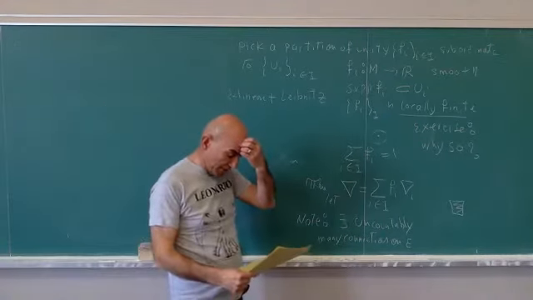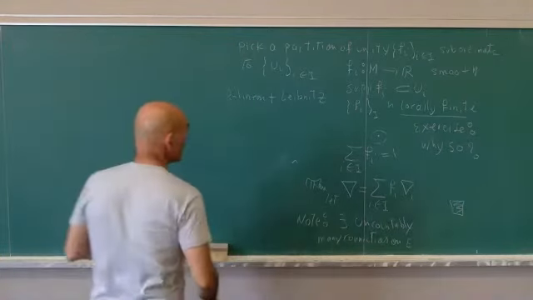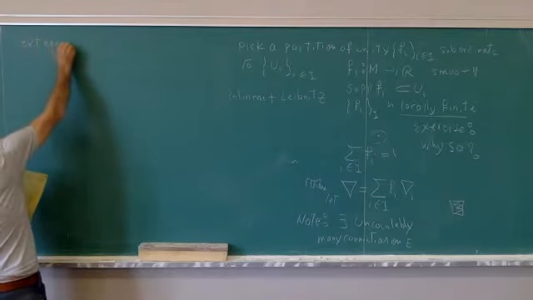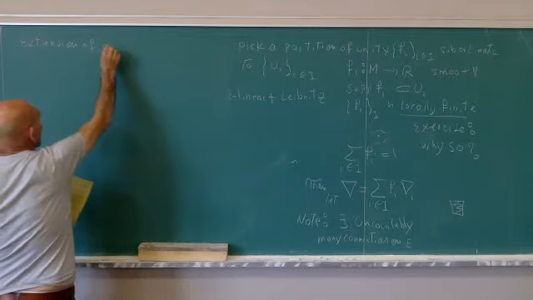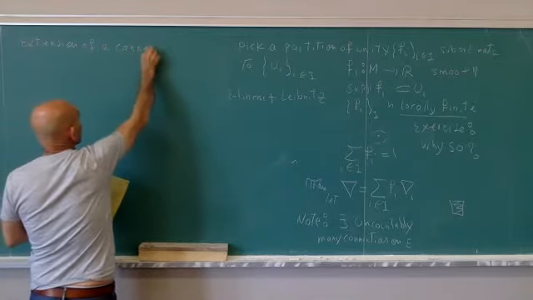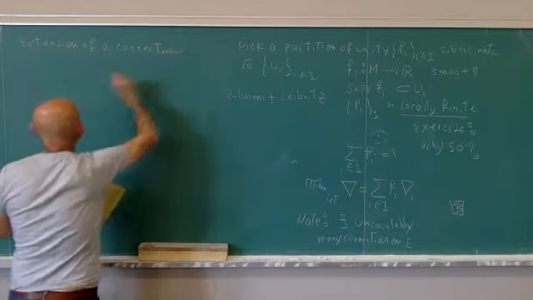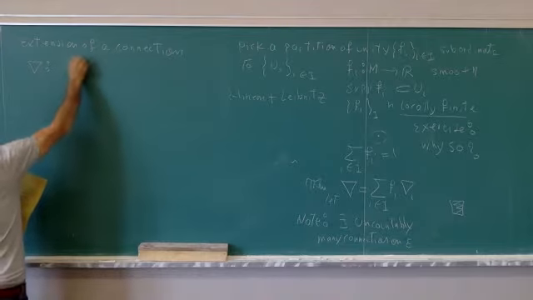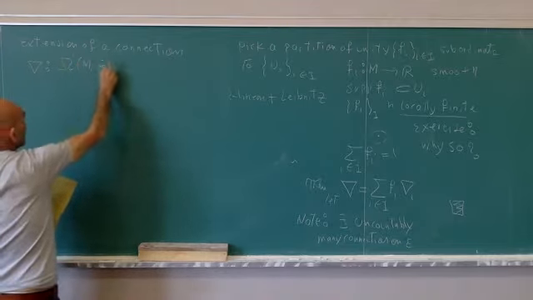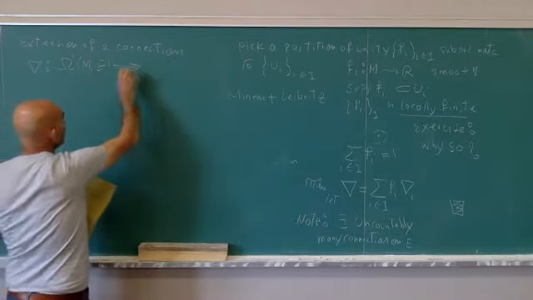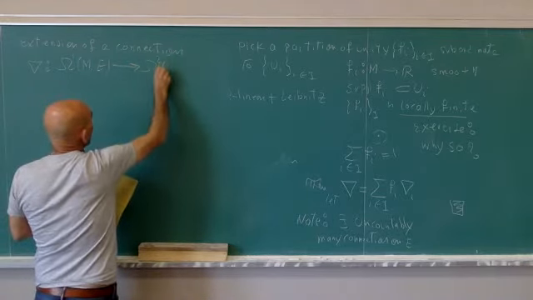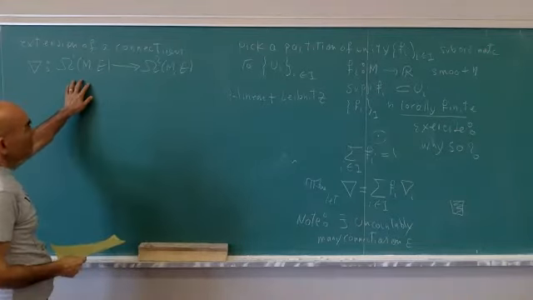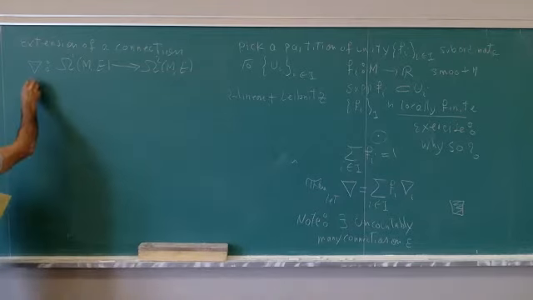So now another thing is we want to extend the connection. So the next topic, which is important, is extension of a connection. We want to extend it now from Omega 1 of M, E, from one forms, to Omega 2 of M, E, two forms. So I give a definition first by the following formula.